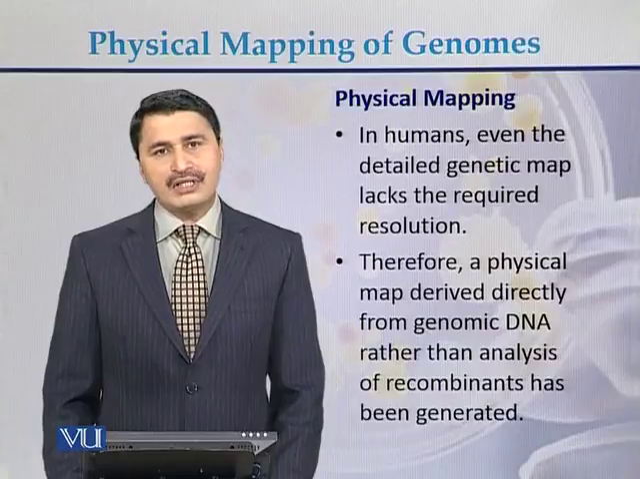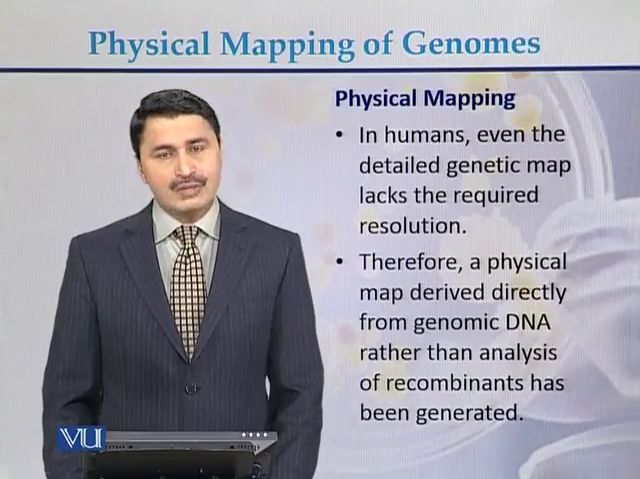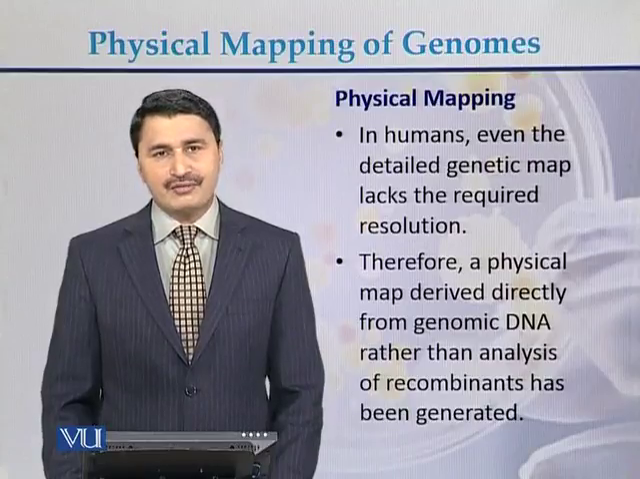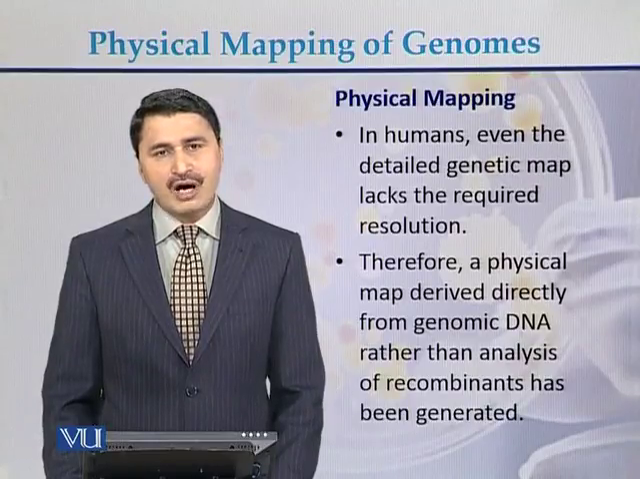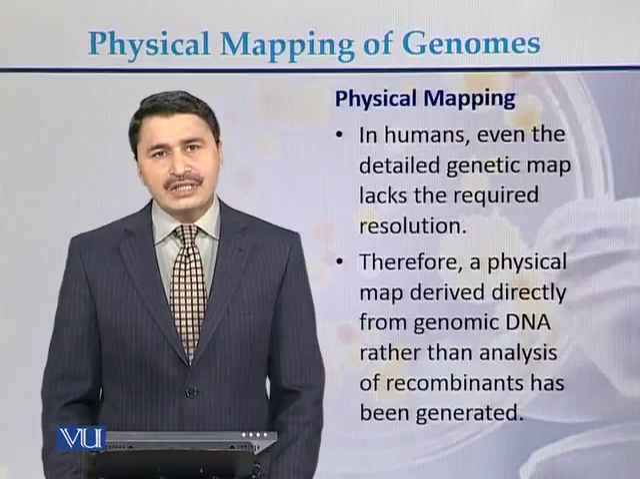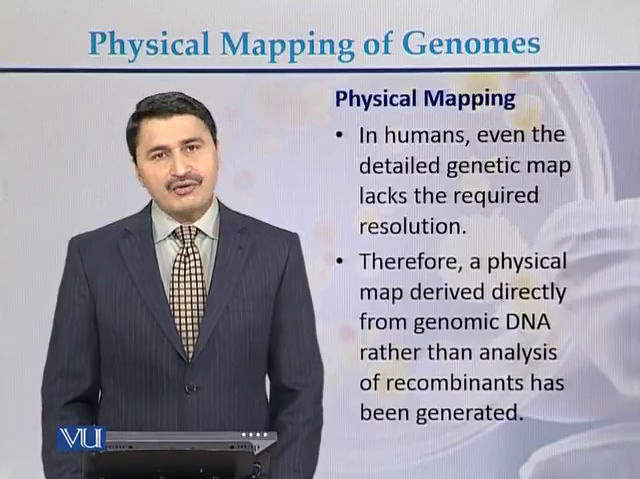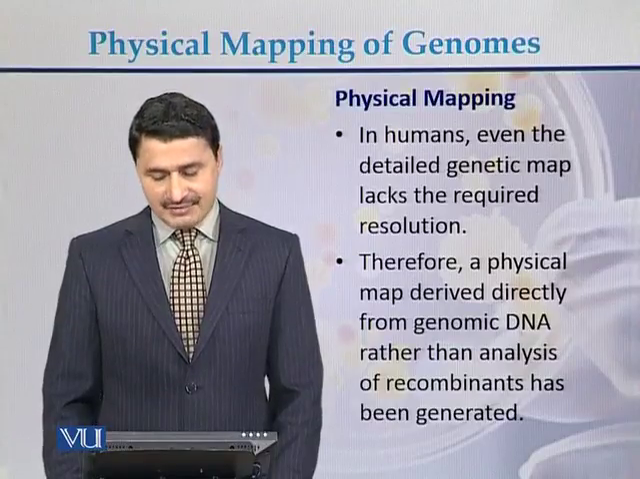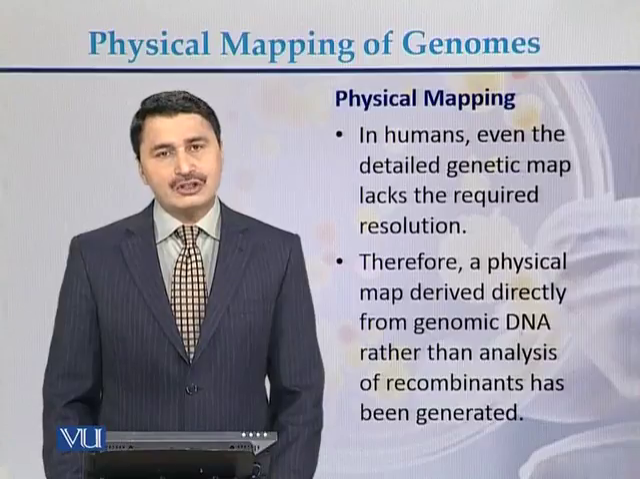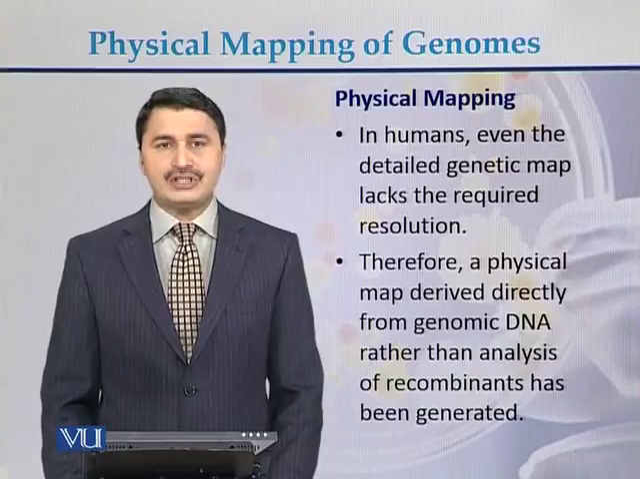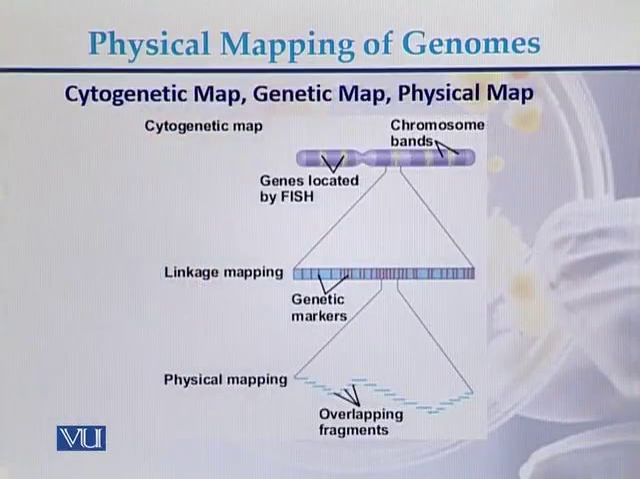So, for performing the physical map, like in humans, even the detailed genetic map lacks the required information. So, we have to perform the physical map for the complete information of the genomes in case of humans. Therefore, a physical map derived directly from the genomic DNA sequence, rather than from recombinations, has been generated. This is the difference between the cytogenetic map, genetic map, and physical map.